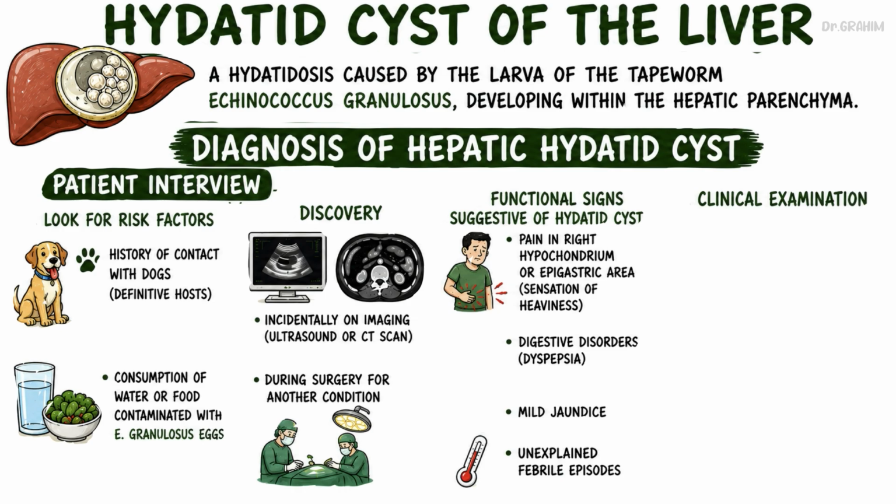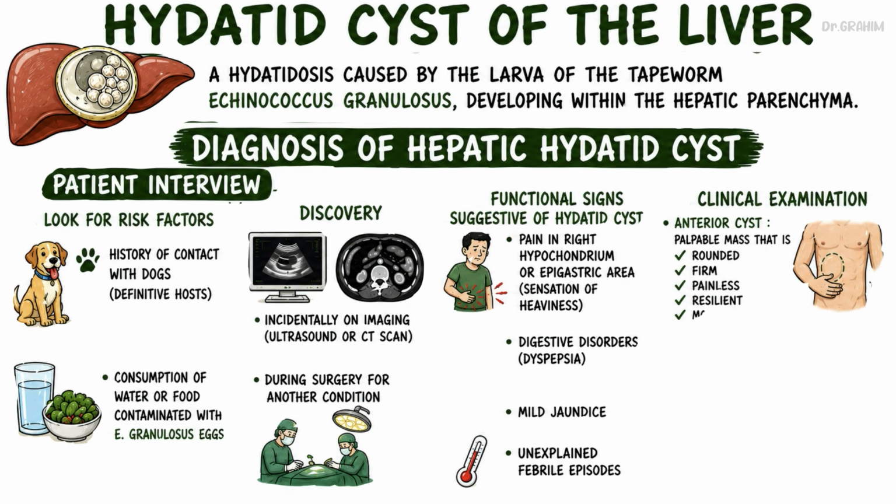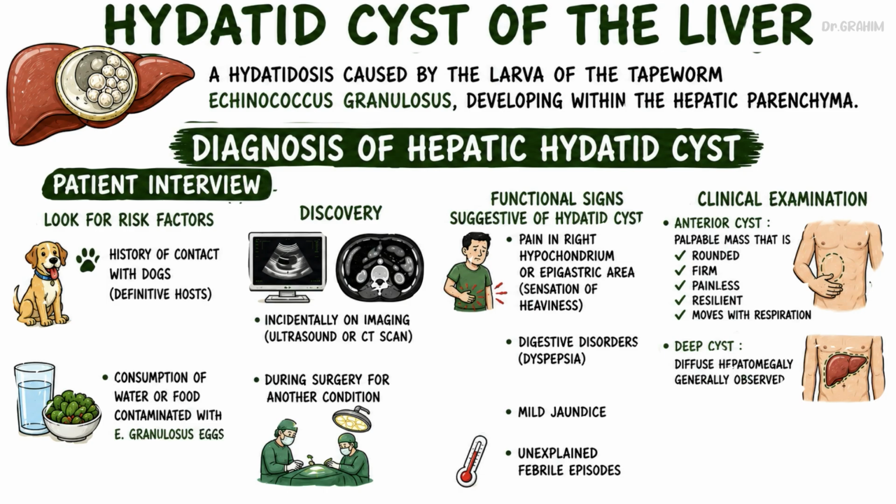On clinical examination, if the cyst develops anteriorly, a rounded, firm, painless, resilient mass that moves with respiration may be palpated. When the cyst is located deeper, diffuse hepatomegaly is generally observed. Lower-lying cysts may mimic a renal or abdominal tumor.